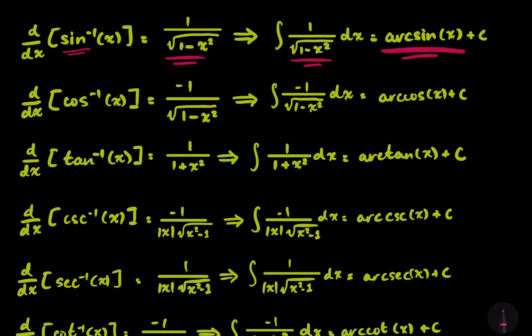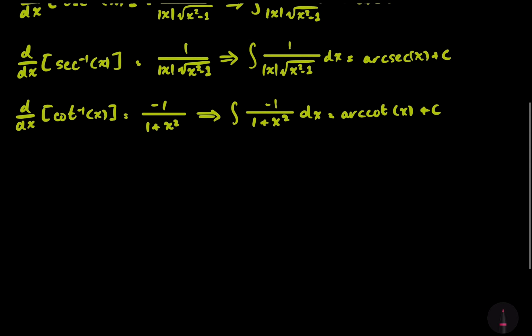And then with respect to cosine inverse, or arccos of x, if you will, the derivative of that is equal to negative 1 over the square root of 1 minus x squared, and hence the integral of that is equal to arccos of x plus c, or cosine inverse of x plus c. And so immediately we can tell that the derivative with respect to x of cosine inverse of x is equal to the negative of the derivative with respect to x of sine inverse of x, right?